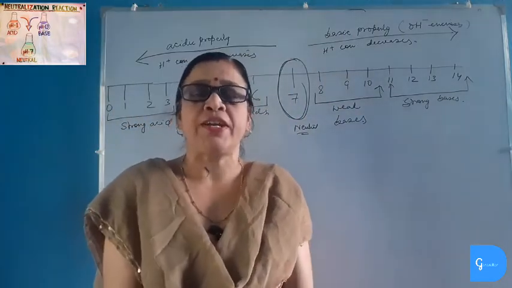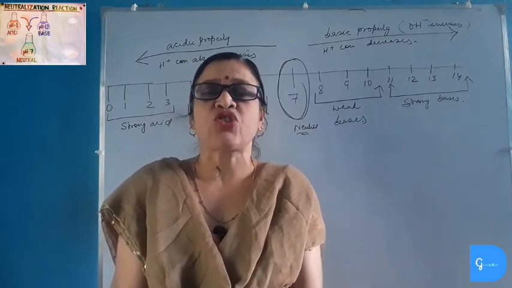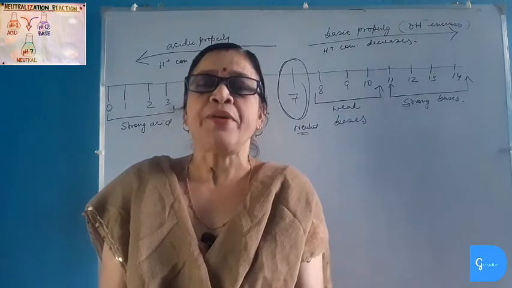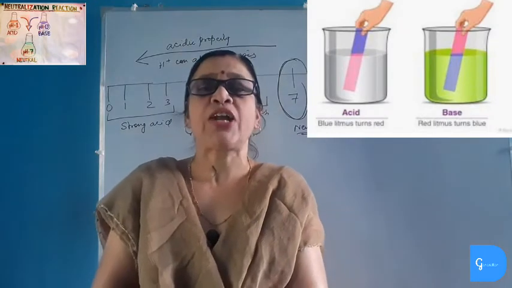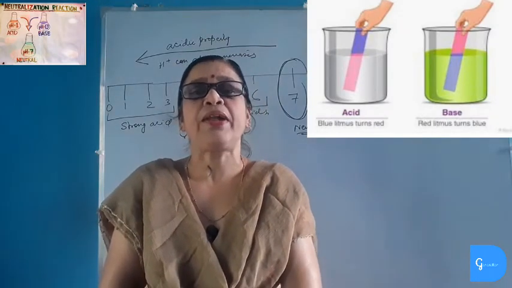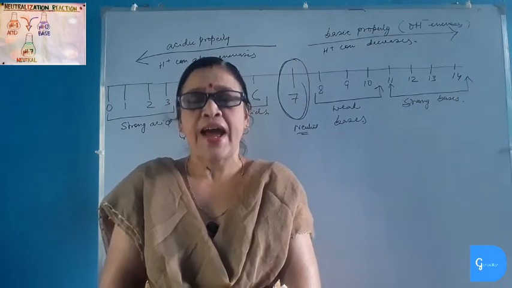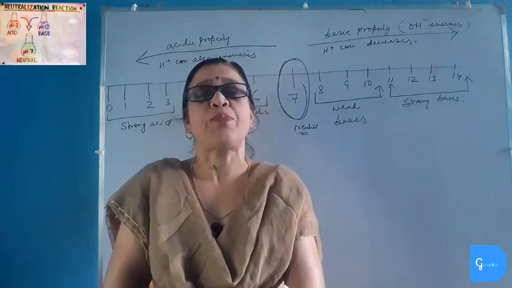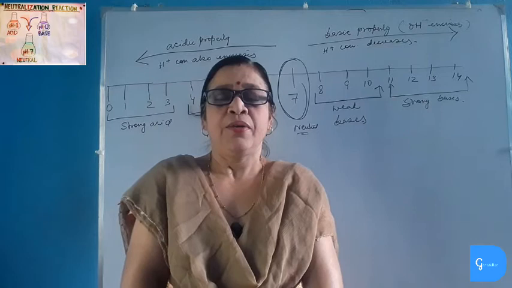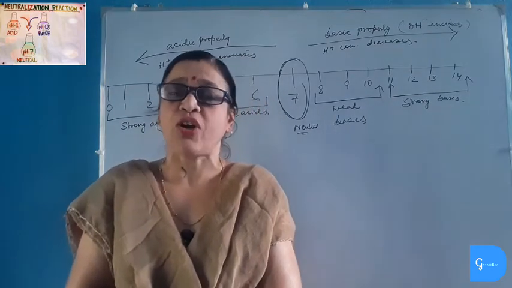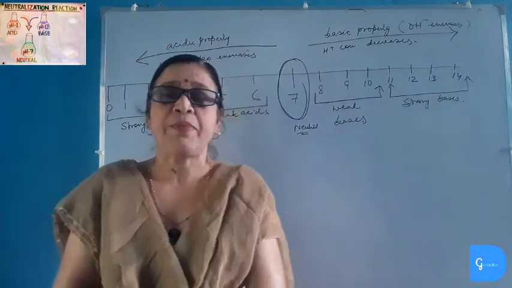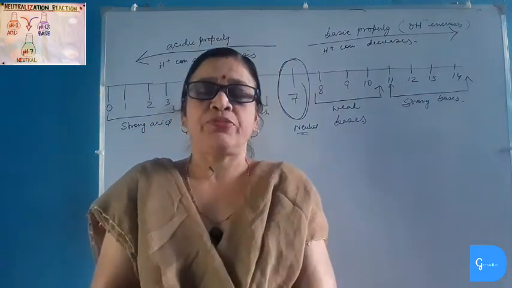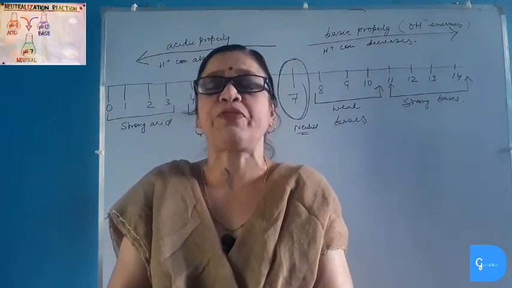By using a common indicator like litmus paper, we can find whether the solution is acidic or basic, because we know that acids turn blue litmus red and bases turn red litmus blue, but we cannot find the relative strength. For example, if we take two acids, acetic acid and hydrochloric acid, and use litmus as an indicator, then litmus will show that both are acidic in nature by changing the color, but we cannot identify which one is the stronger acid and which one is the weak acid. Similarly, in the case of bases also, we cannot find which one is the stronger base and which one is the weak base, because litmus paper cannot find the relative strength between two solutions.